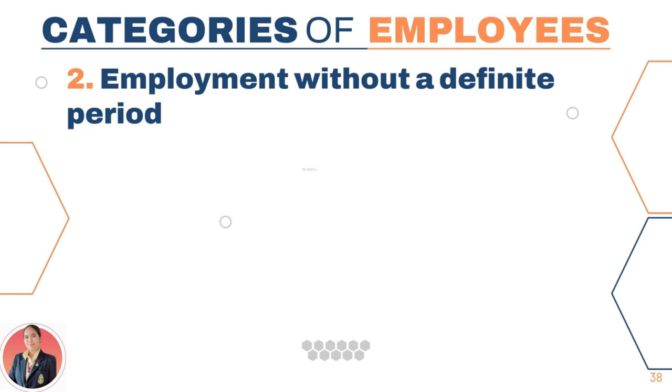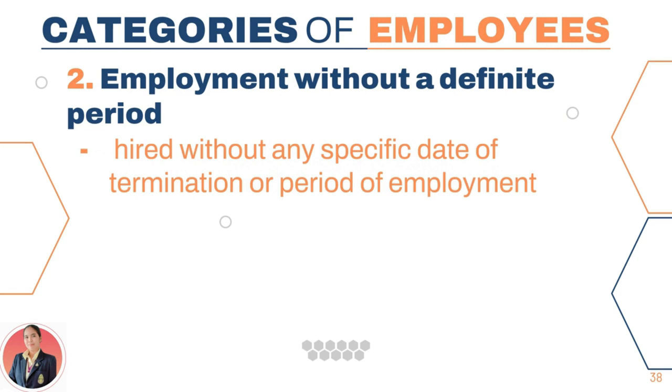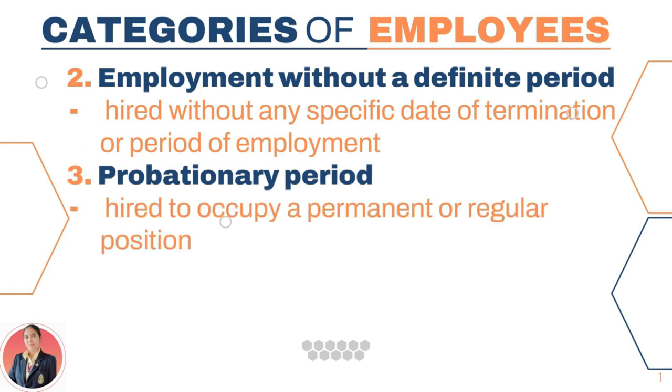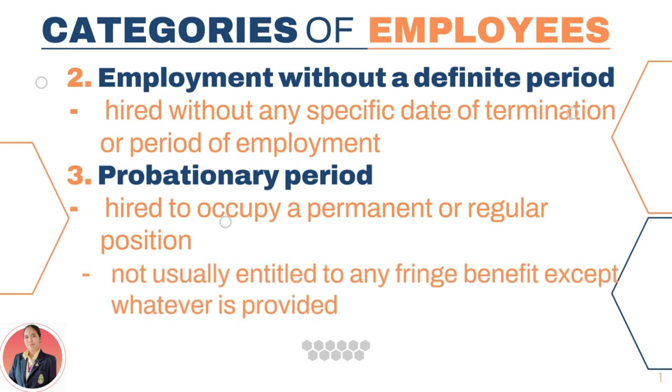Next is employment without a definite period. The employment is said to be without a definite period when he has been hired without any specific date of termination or period of employment. Lastly, probationary employee. A probationary employee or worker is a person hired to occupy a permanent or regular position in the agency for a specified trial period to prove if he is acceptable for the job. The employee is not usually entitled to any fringe benefit except whatever is provided for in the collective bargaining agreement or in agency policy, if any.